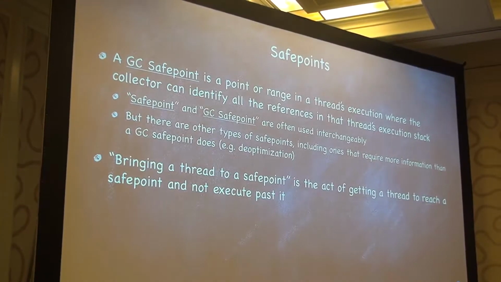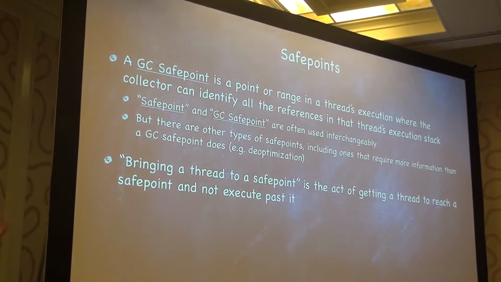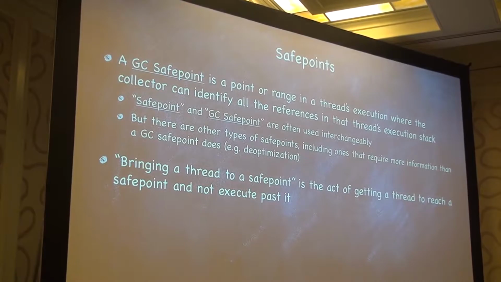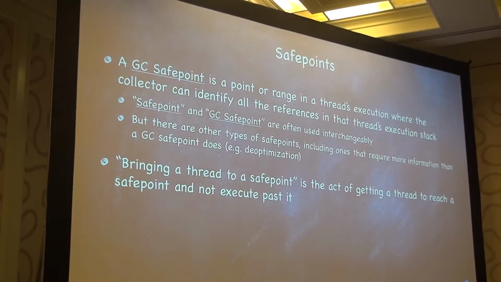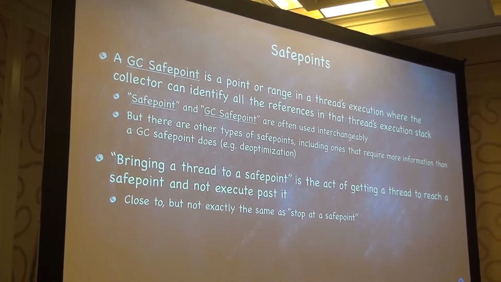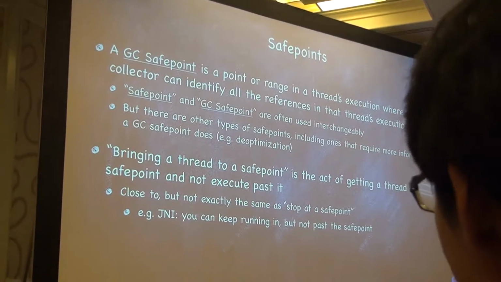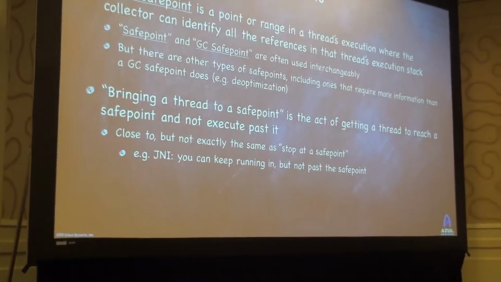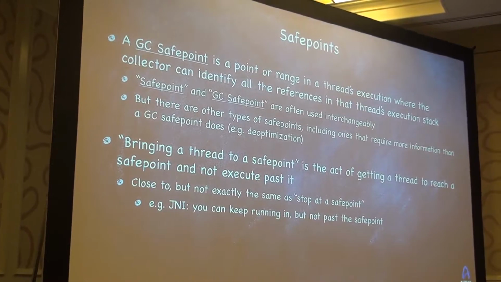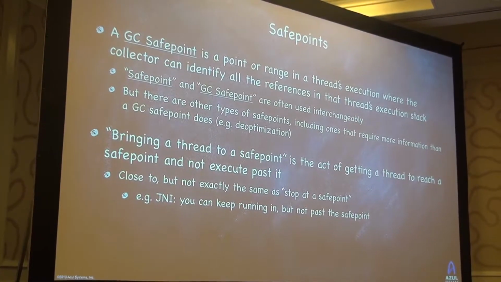Bringing a thread to a safepoint means getting it to run up to and not past the safepoint. And I carefully choose my words here, because it might sound like I'm saying stop the thread at a safepoint. That often does happen. But a key example of not stopping at a safepoint, but just bringing it to a safepoint, is running into JNI code. When you're in native code in a JNI call, the entire code is at a safepoint. There's nothing you can do in that code to modify the Java state and make it different than what it was at the entry.